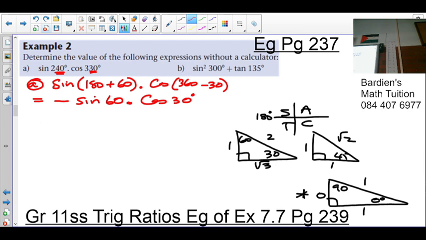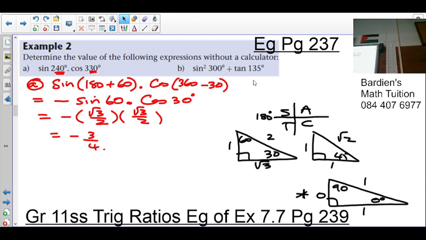Now I can write this using the special triangles. So what is sine of 60? Opposite over hypotenuse. So it's root 3 over 2. What is cos of 30? Cos stands for adjacent over hypotenuse, which is also root 3 over 2. Can you see that, people? So it's going to be negative root 3 over 2 times root 3 over 2. So it's negative 3 over 4.